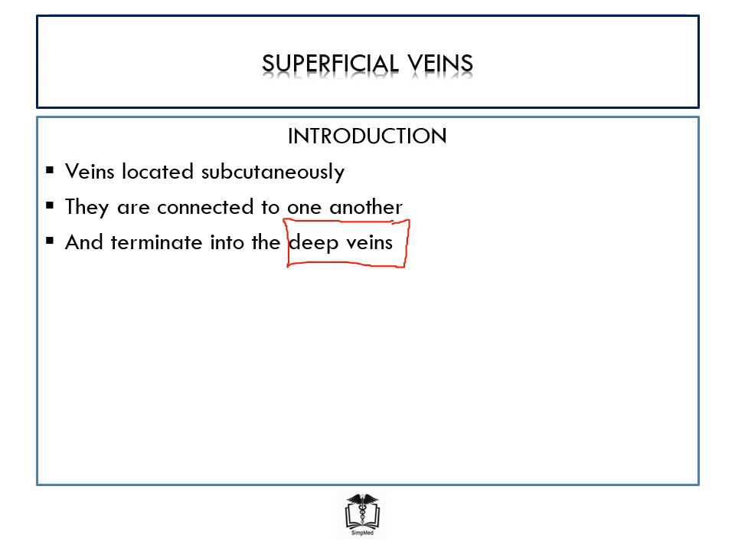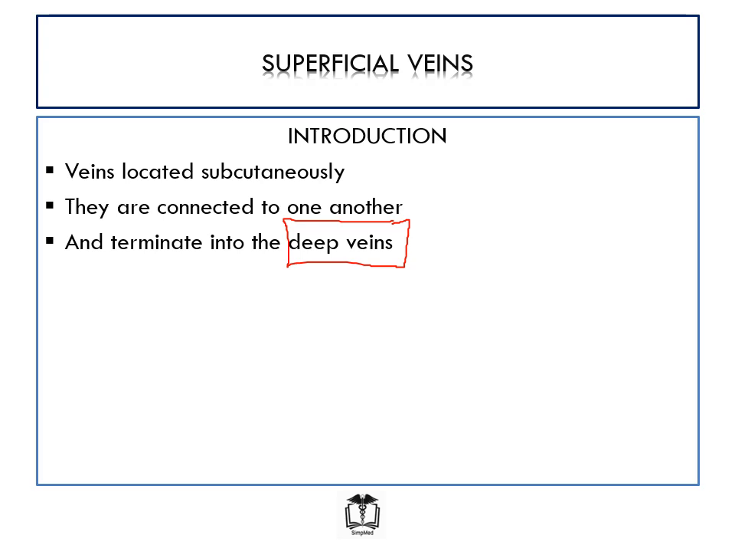Before they terminate into the deep veins, superficial veins are also connected through what we call perforating veins throughout their course. So as we talk about different superficial veins, cephalic vein, basilic vein, and the others, it's important to note that as they are running towards their point of termination, they tend to have a bit of communication with the deep veins, and this communication is made possible by what we call perforating veins.